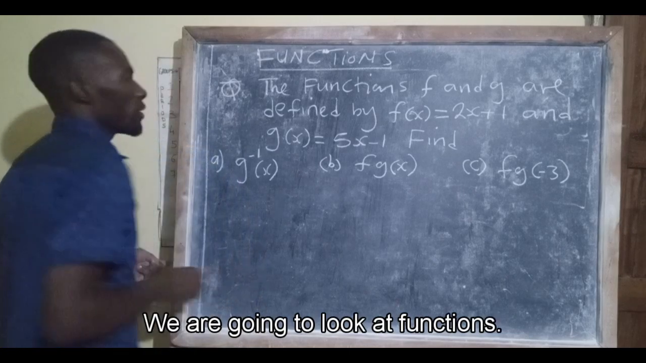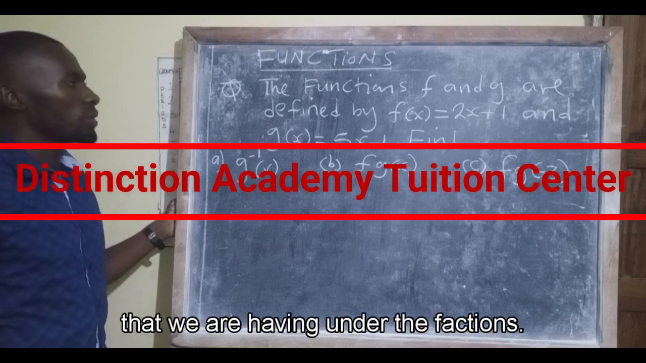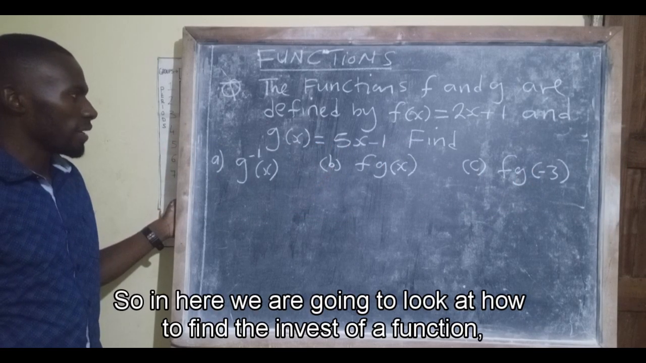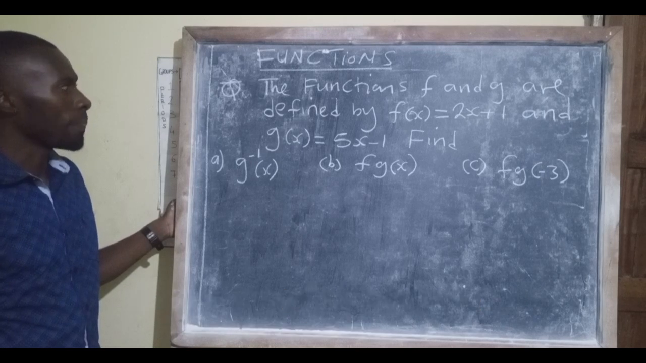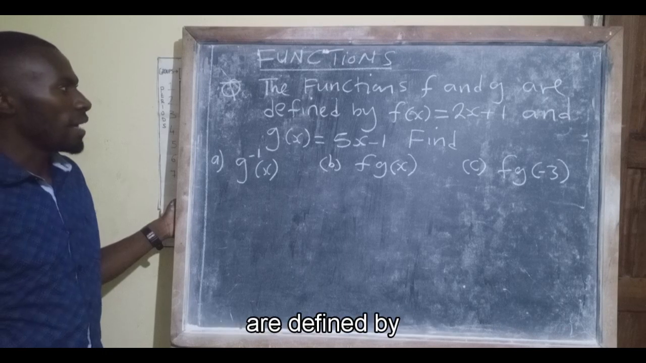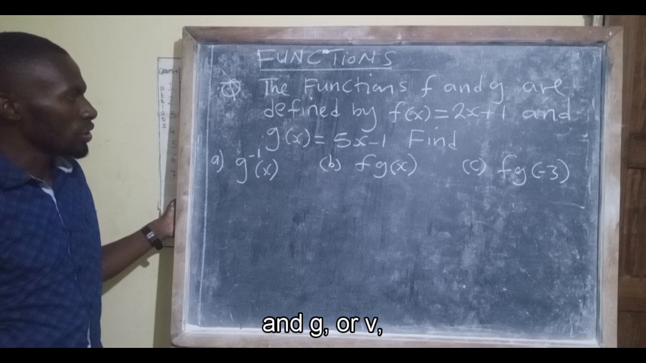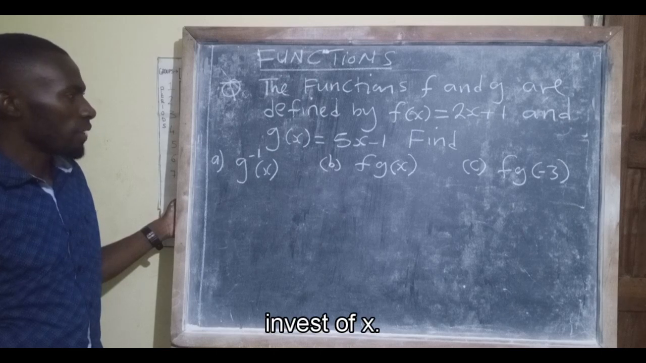With today's lesson, we are going to look at functions, and this is the first lesson under the functions. So in here, we are going to look at how to find the inverse of a function, and also how to find the function of functions. The question reads: the functions f and g, these are two functions, are defined by f of x is equal to 2x plus 1, and g of x is equal to 5x minus 1. Find g inverse of x.